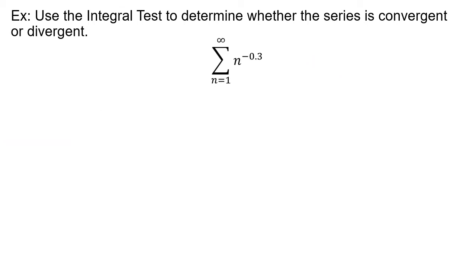Okay, this one's very similar. Use the integral test to determine whether the series converges or diverges. So in this case, we have the summation from 1 to infinity of n to the negative 0.3 power. And it works almost identical to the last one. Your a sub n would be n to the negative 0.3. And that would be what your function would be.